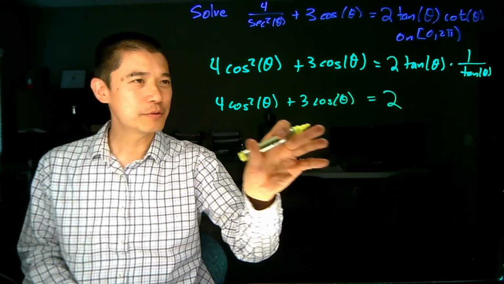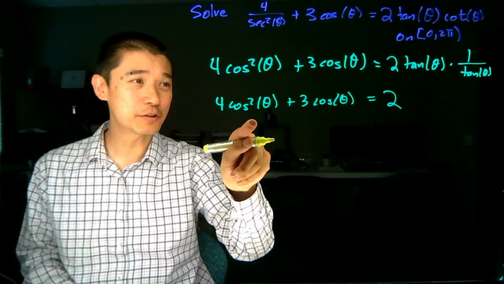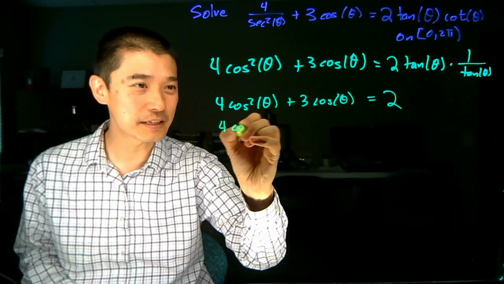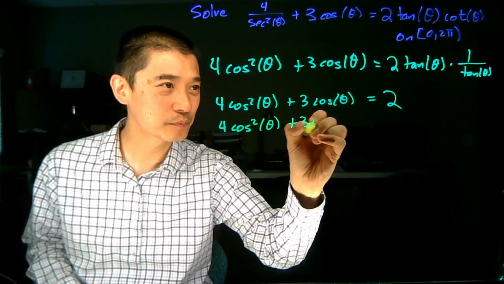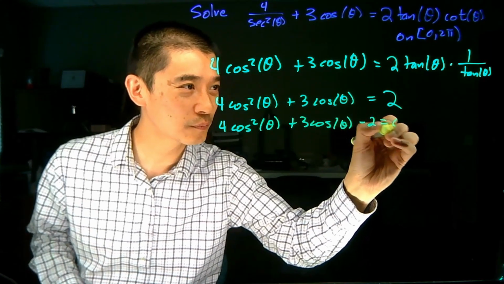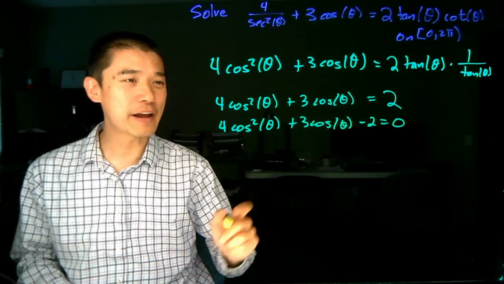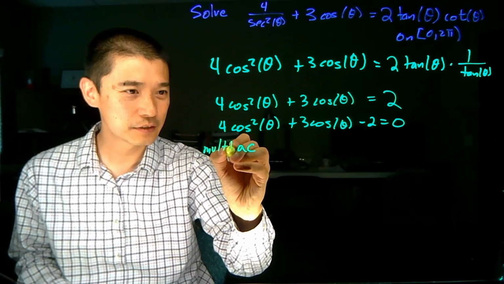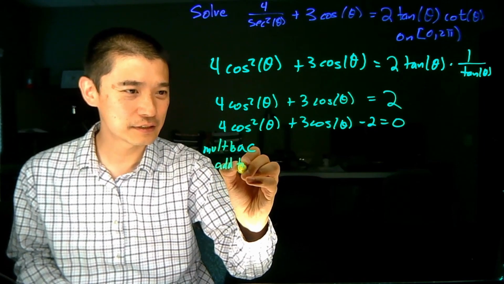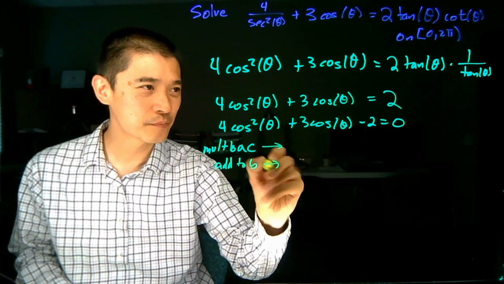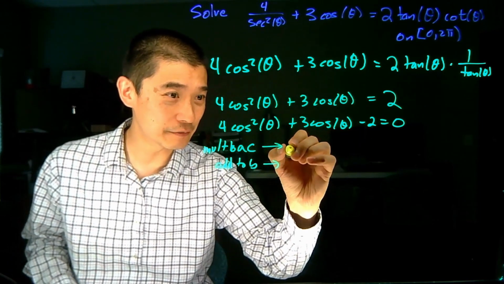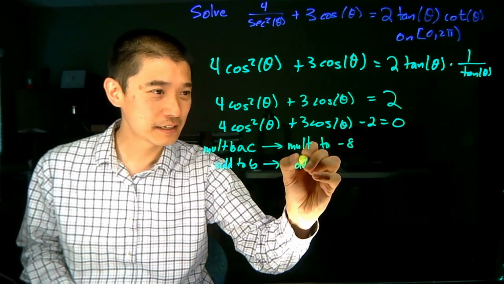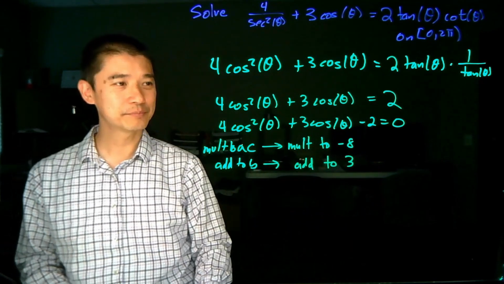Now at this point, we see that we have a squared term, cosine squared, so we're going to use the quadratic formula or factor, and so we need to subtract 2 from both sides to get this equal to 0. Okay, so we should check, does it factor? AC method. So AC, remember, it multiplies to AC and add to B. So A times C, 4 times negative 2 is negative 8. So two numbers that multiply to negative 8 and add to 3.